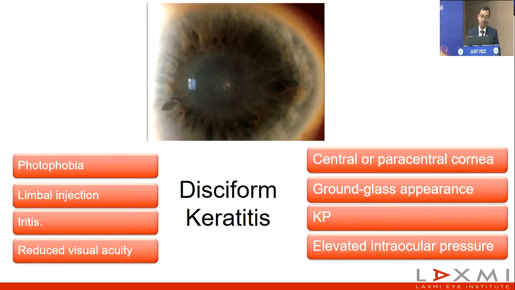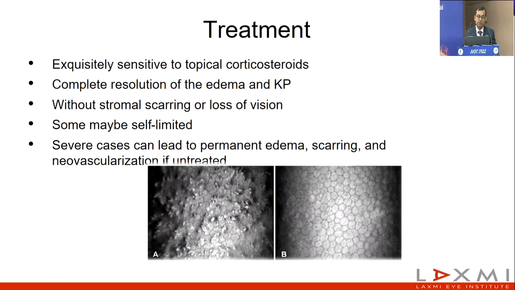In these cases, we do see photophobia, limbal injection, and iritis, and there is obviously reduced visual acuity because of the location of the lesion. The edema can be central or paracentral, and the haze is typically ground glass in appearance, and the KPs are just behind the stromal edema. In a few cases, due to the presence of trabeculitis, there can be elevated IOP as well.